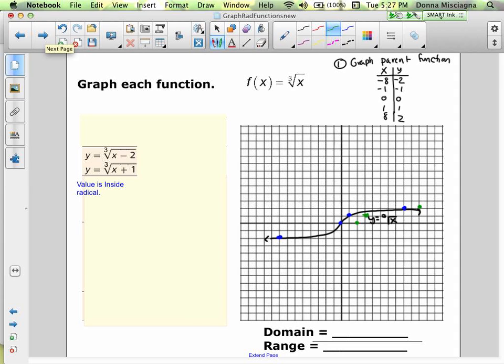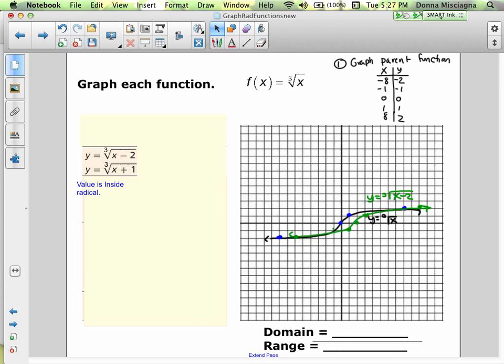And we missed him. Here's 1 right there. 2 to the right. He should go right there. And 2 to the right. All right, so now here is our cube root. Looks like it's going over the other graph, but it's really not. They're just going really close together. So there's the graph of y equals the cube root of x minus 2.